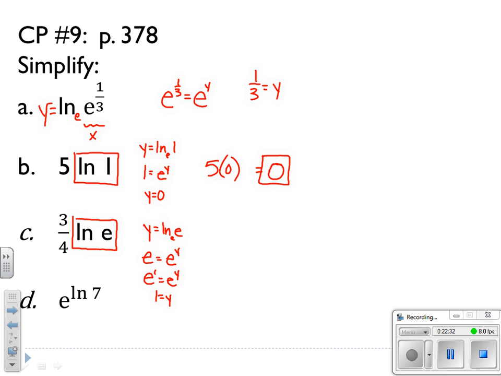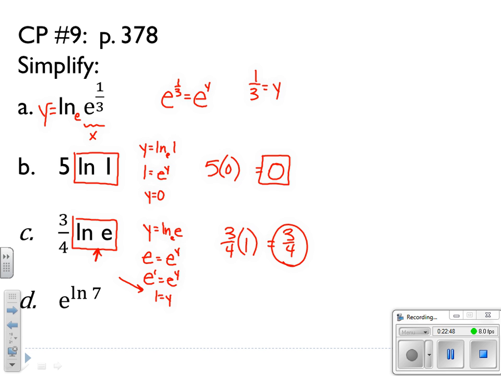Okay, we could get it off the properties table that the ln of e is equal to 1, or you can do the rewriting and you can find the 1 yourself. So now I come back and use it. So 3/4 times that value, I get an answer of 3/4.